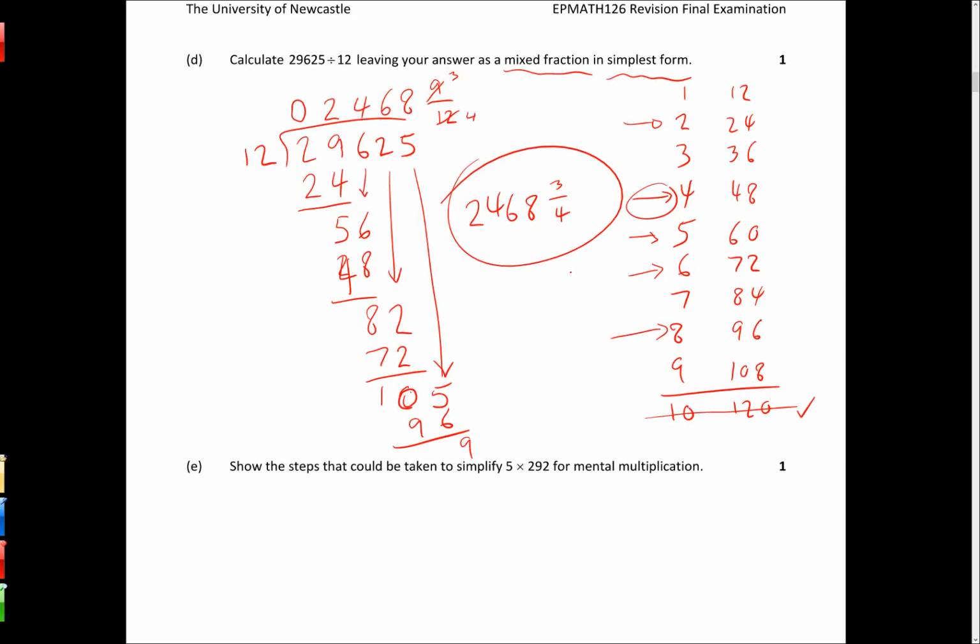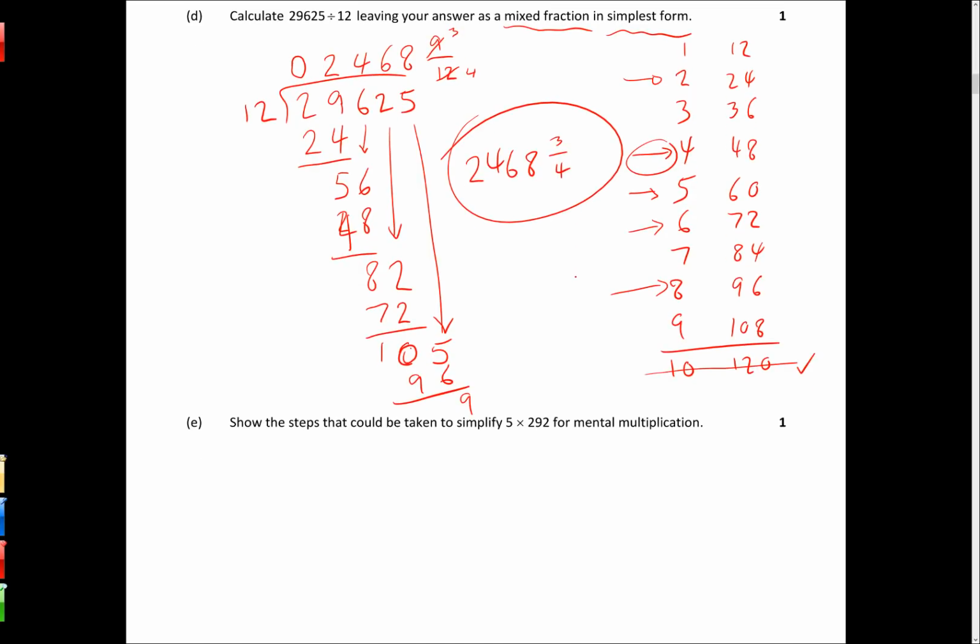Next bit, so the steps that could be taken to simplify 5 times 292 for mental multiplication. Mental multiplication means don't just go and do 292 by 5. I mean, if you want to do that, just to know the answer, it's smart. 2 5s is 10, 5 9s is 45, plus 1 is 46, 2 5s is 10, plus 4 is 14. That's okay, but put a line through it. Make sure the marker knows that's not your answer. That's not mental multiplication. That's our algorithm.